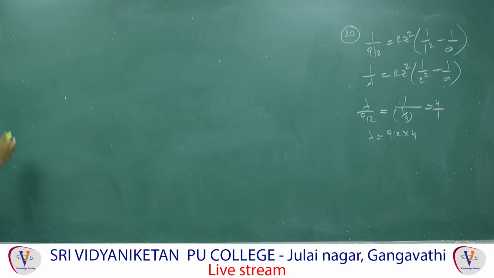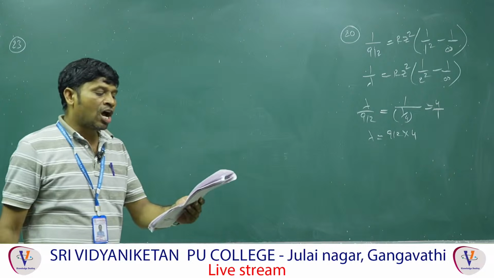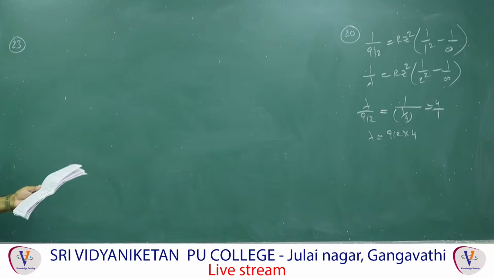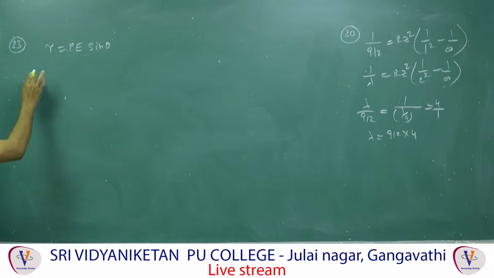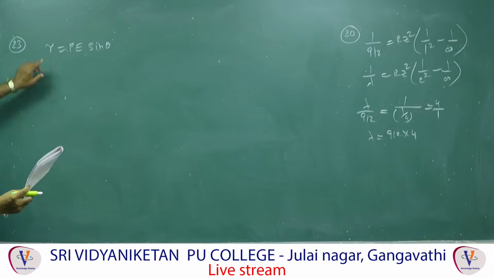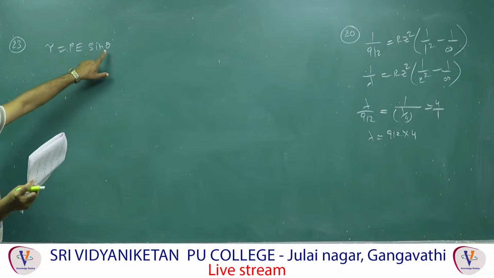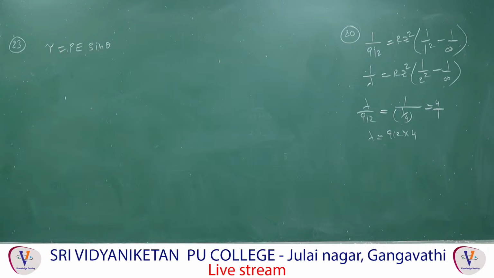Okay, problem number 23. An electric dipole is held at 30 degrees with the field. Torque value is given. Calculate the dipole moment of the dipole. Torque is nothing but PE sin theta. Torque is equal to PE sin theta. What is being asked here? The dipole moment, that is the P value. Already the torque is given, the electric field value is given, and the theta value is given. That's how we get the dipole moment, the second option.